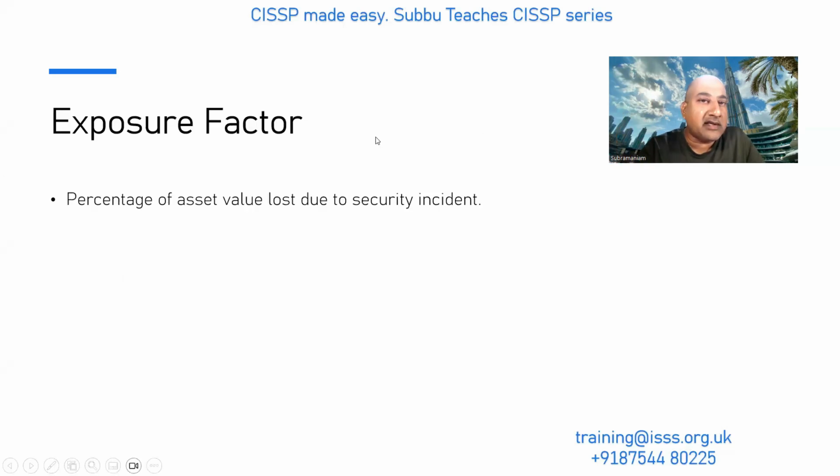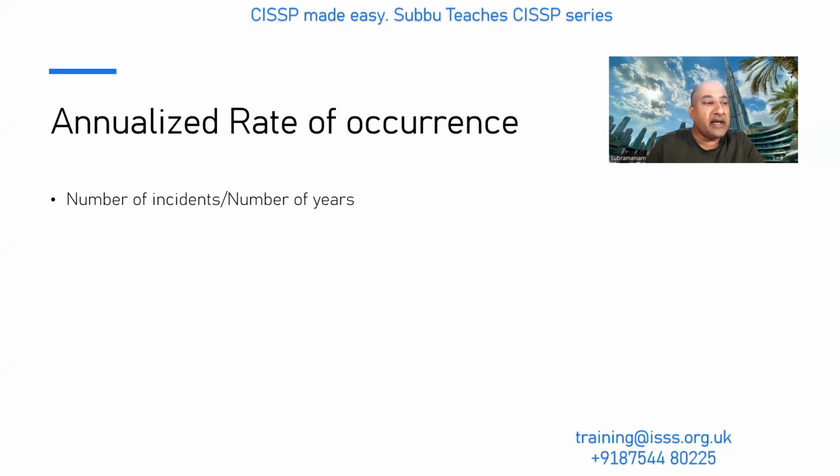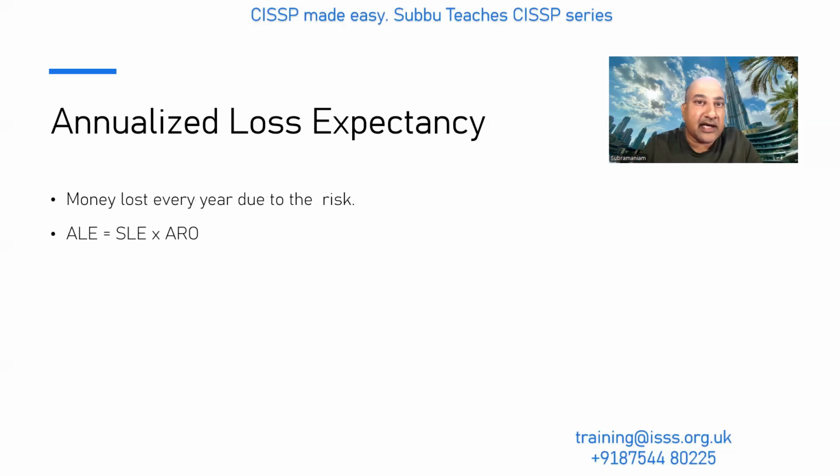Exposure factor, the percentage of the actual asset. That's why we are going to do this with a scenario, so you'll understand it better. Single loss expectancy, the cost of an asset. If the asset is actually lost, the amount the organization is losing is the single loss expectancy. Annualized rate of occurrence: how many incidents have happened over a period of time, usually annualized, over a period of years. For three incidents in 7 years, 5 incidents in 10 years, and so on. It's based on actual fact.